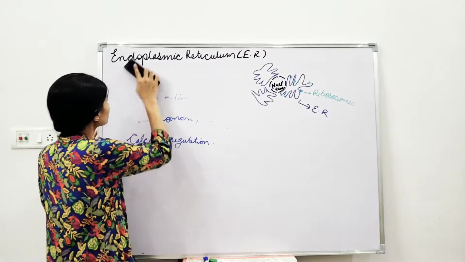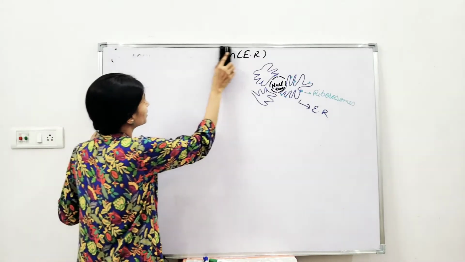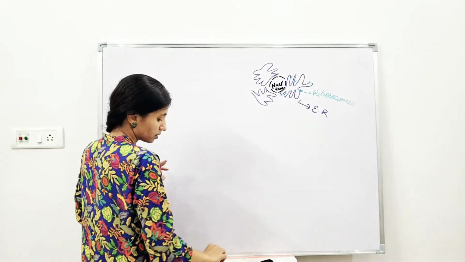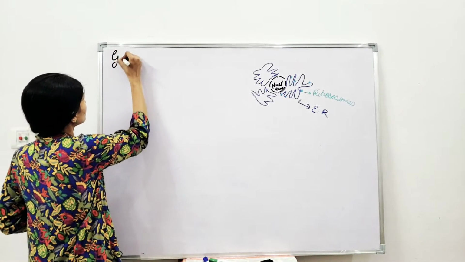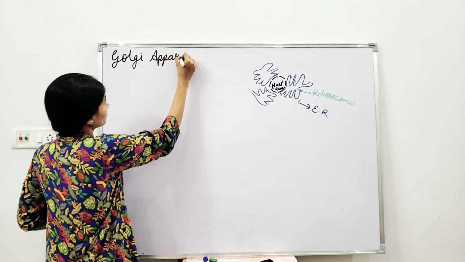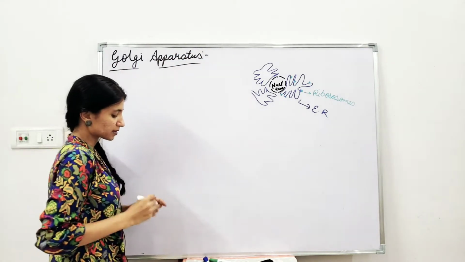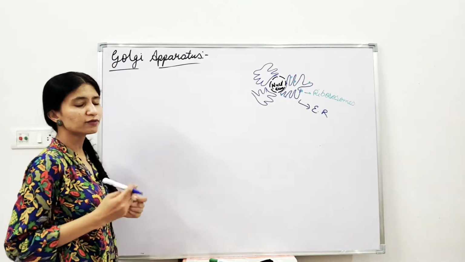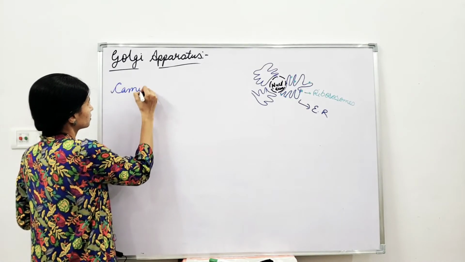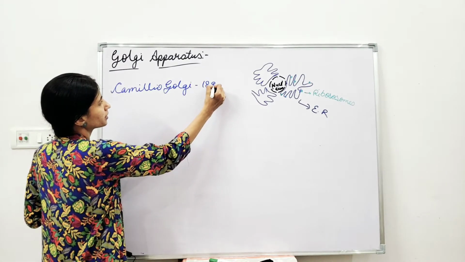Now, as we started, this is all about the endoplasmic reticulum, and now we'll move to the next one, that is the Golgi apparatus, or the Golgi bodies, or the Golgi complex. So the next one is your Golgi apparatus. Now, what about the Golgi apparatus? Golgi was discovered by a scientist called Camillo Golgi. Camillo Golgi discovered it in the year 1898.